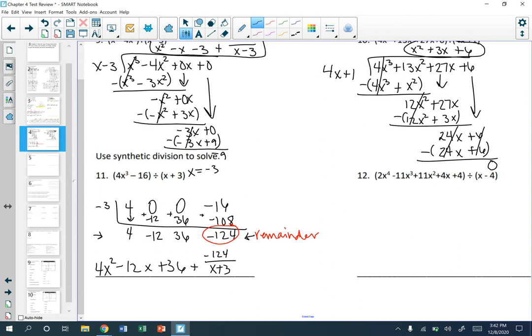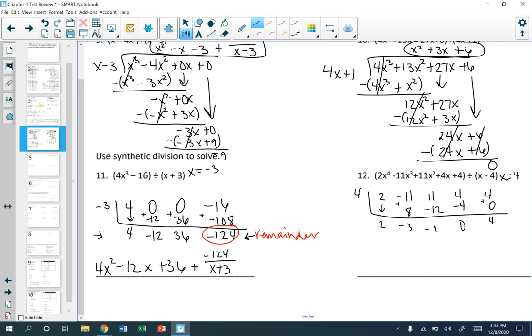All right, same idea here for number 12. We have coefficients of 2, negative 11, 11, 4, 4. I'm dividing by x equals 4. My 2 goes down. 2 times 4 is 8. I want to add those to get negative 3. Negative 3 times 4 is negative 12. I get negative 1, excuse me. Negative 1 times 4, negative 4, I get 0. 0 times 4 is 0. I add to get 4.